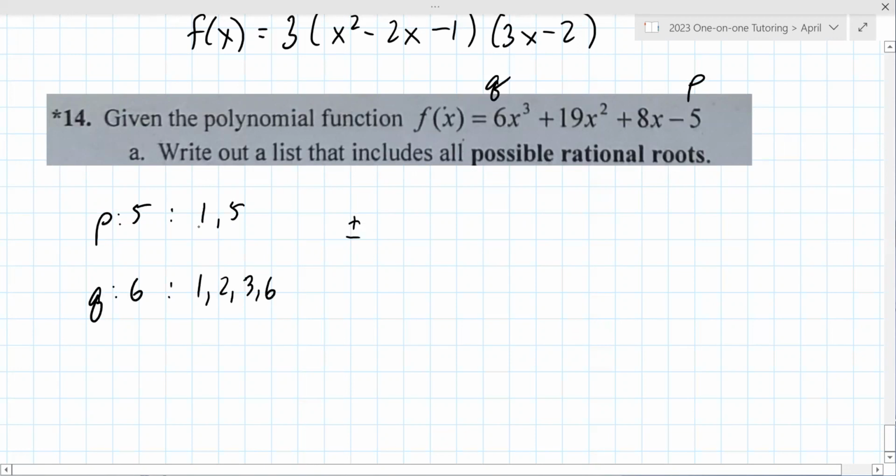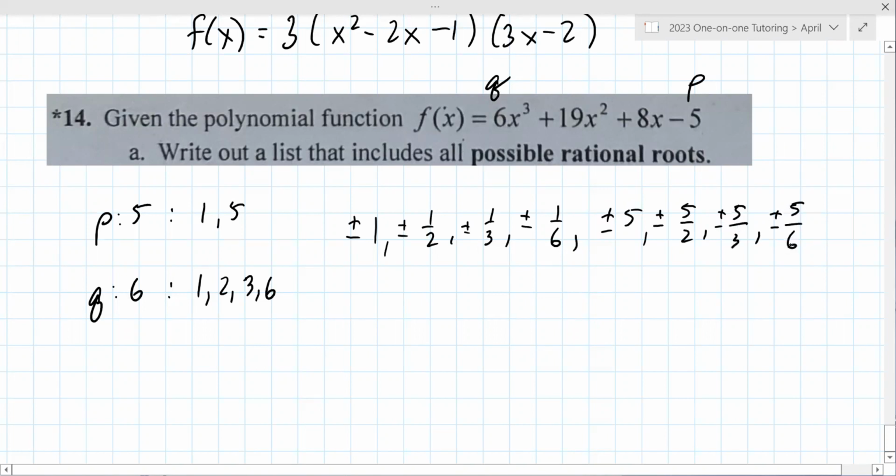So you've got 1 over 1 is 1, 1 over 2 is 1/2, 1 over 3 is 1/3, 1 over 6 is 1/6. Then you go with the other number on top here, 5 over each of these. So 5 over 1, 5, 5 over 2, 5 over 3, 5 over 6.